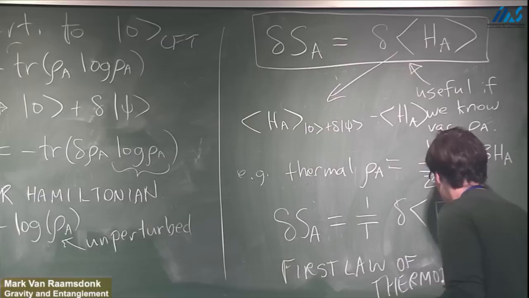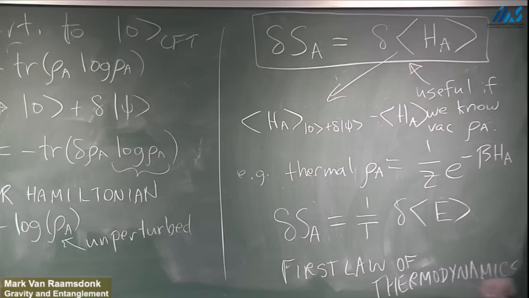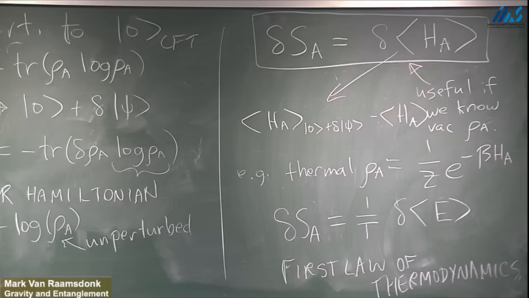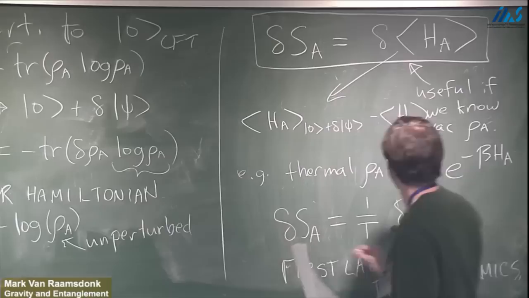So this is interesting because most typically when we think about the first law, we think about varying from a thermal state to some other equilibrium state. And this side would be ordinary entropy, which can normally be defined in the case of equilibrium. Yeah? Oh, yeah. So the Z disappears when you do the variation.